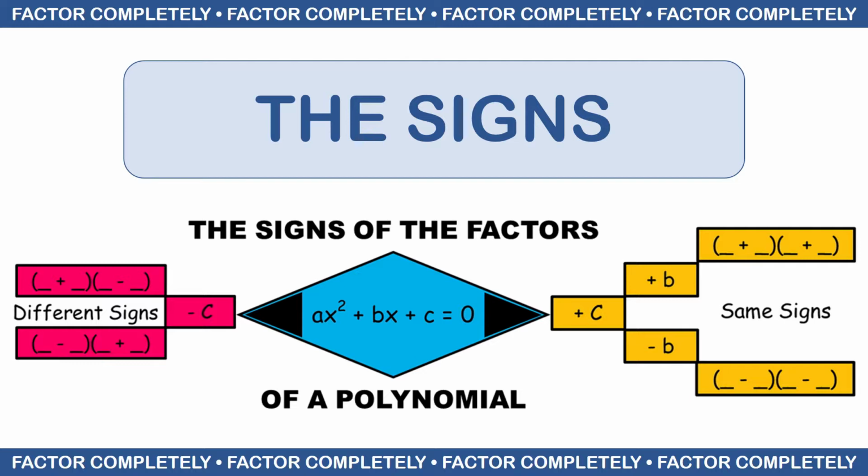If your C value is positive, now you need to check the sign of your B value. So if your C is positive and your B is positive, both signs will be positive. If your C is positive and your B is negative, both signs will be negative.